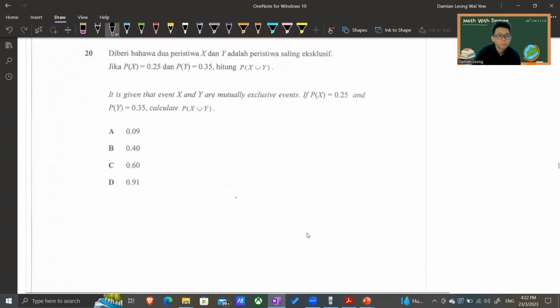Question 20 is given event X and Y are mutually exclusive events. P(X) is 0.25, P(Y) is 0.35. Calculate probability of X union Y. So if they are mutually exclusive events, it means there is no intersection at all. So probability of X union Y is just probability of X plus probability of Y. So it's 0.60. Answer C.